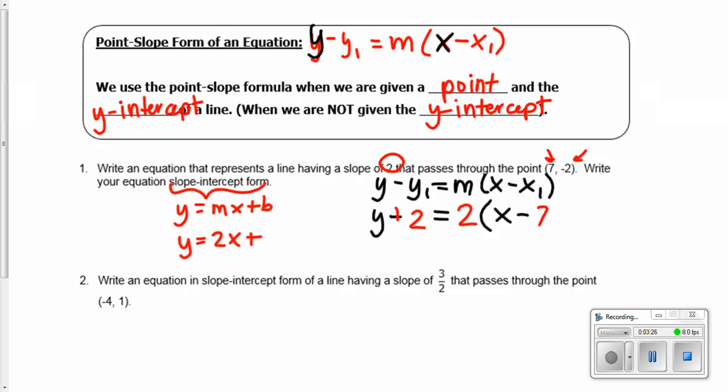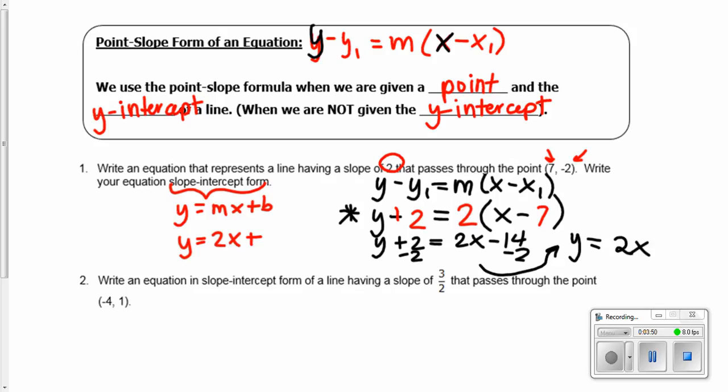Now it's just a matter of simplifying this equation and working it out, okay? But where we have stopped right here, this point in our work, this is the point slope form, okay? So I'm going to go ahead and simplify this by distributing the 2. So I've got 2x minus 14. Then I'm going to subtract 2 from both sides because I'm trying to get slope-intercept, so y equals 2x minus 16. Voila, I have slope-intercept form.